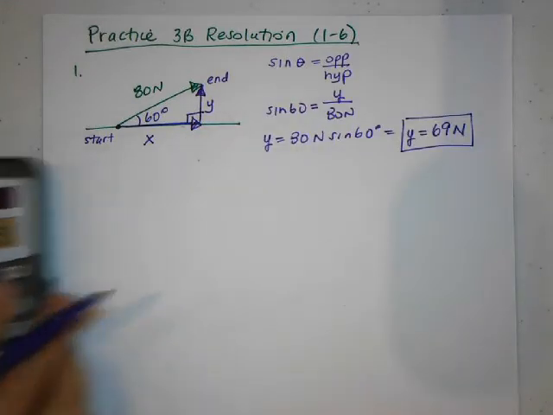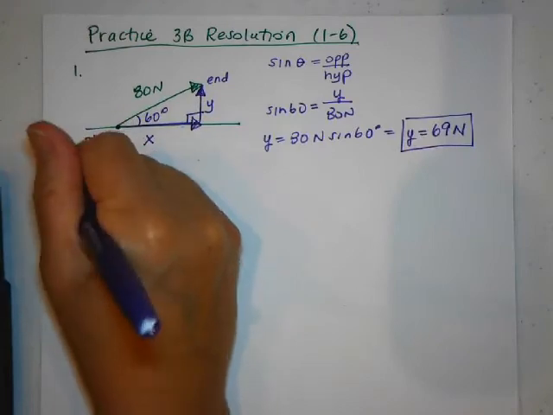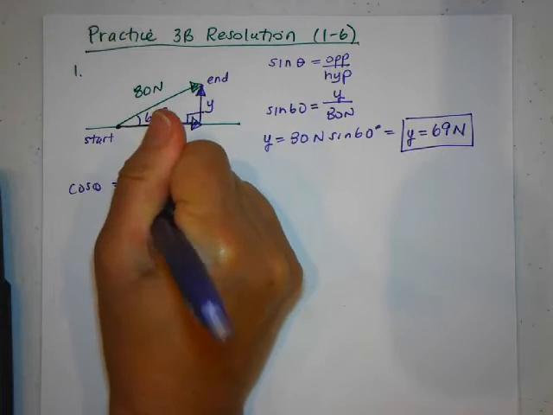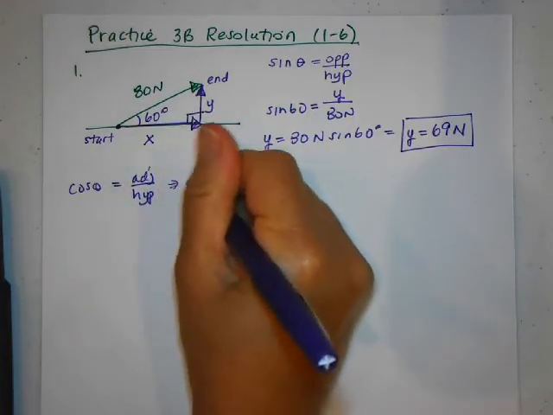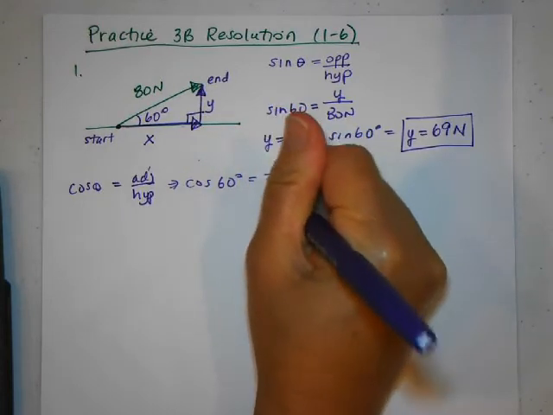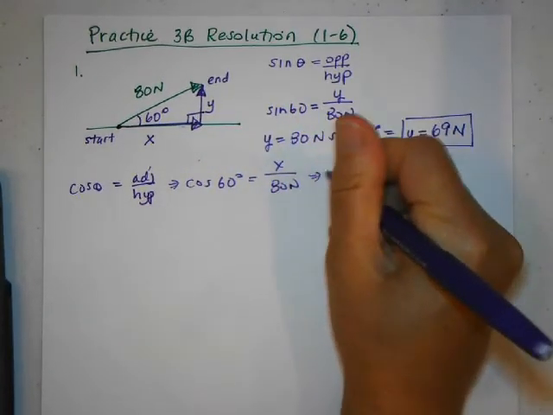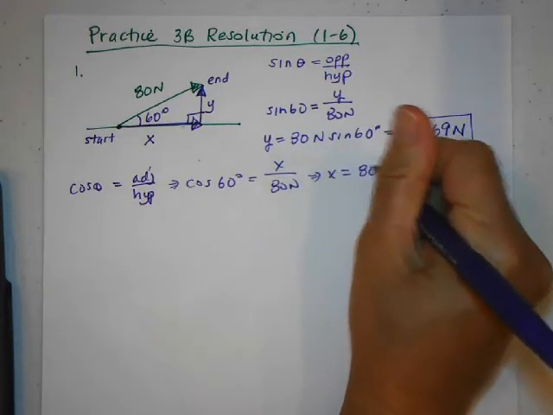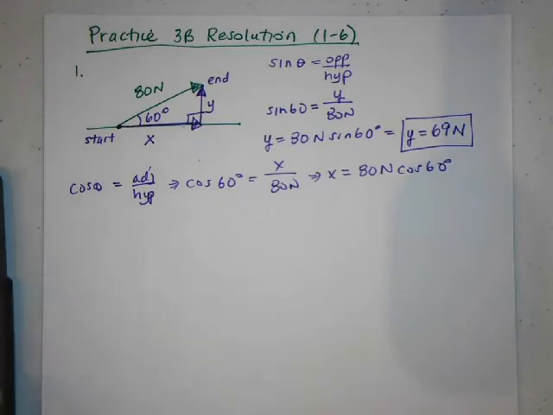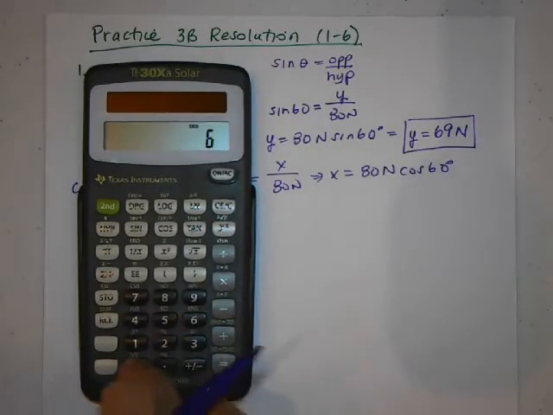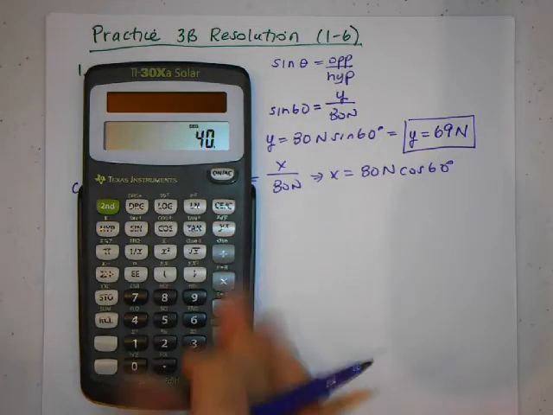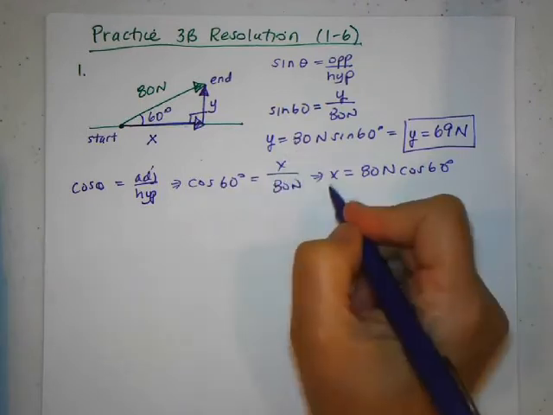Now, for the x component, I can either write my definition. Cosine theta is adjacent over hypotenuse. Then substitute in: cosine of 60 degrees is equal to adjacent x over the hypotenuse 80. So x is equal to 80 times the cosine of 60 degrees. So on my calculator, 60 cosine times 80. So this comes out to be 40 newtons.